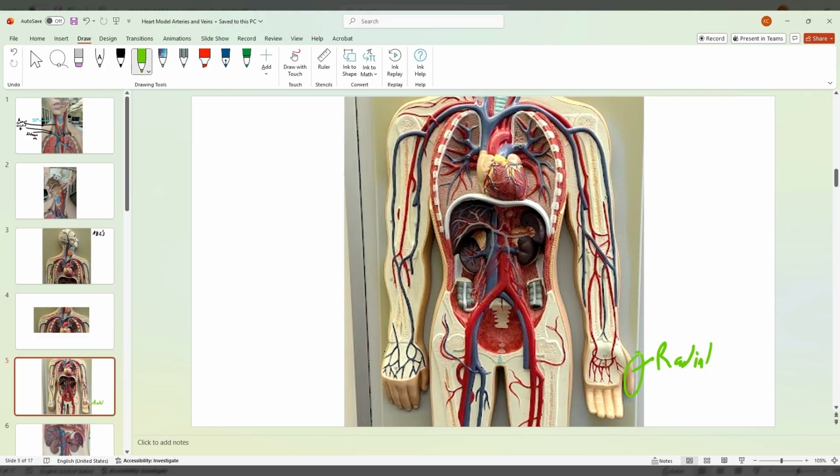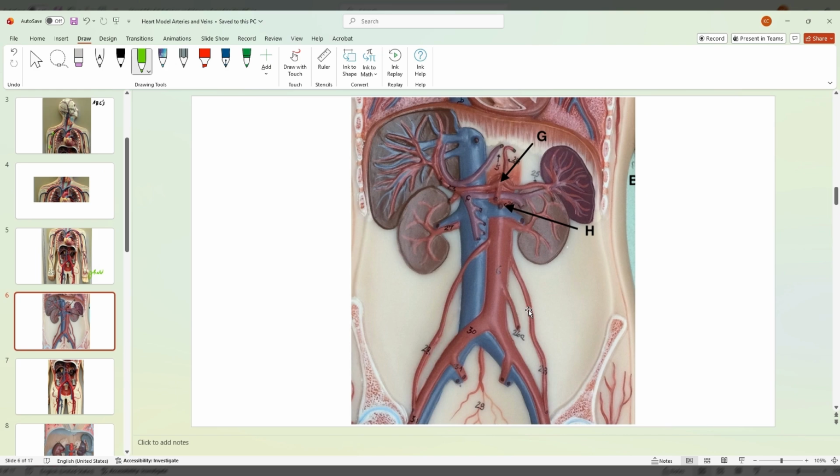So remember, I always look for the thumb. Radius is always on the thumb side, so these have to be radial. Therefore, the other side must be ulnar. Notice that the hand is pronated on this side, so it makes it a little bit more difficult to ask it on that side.